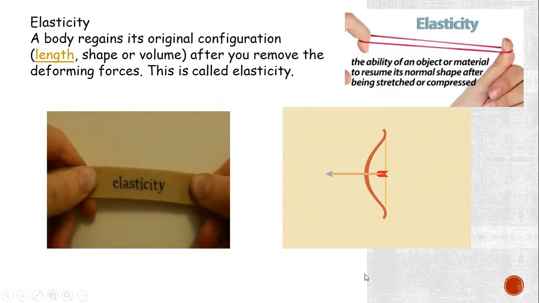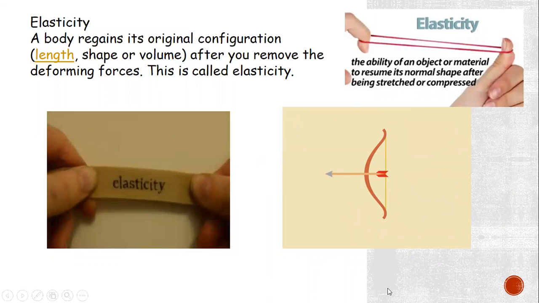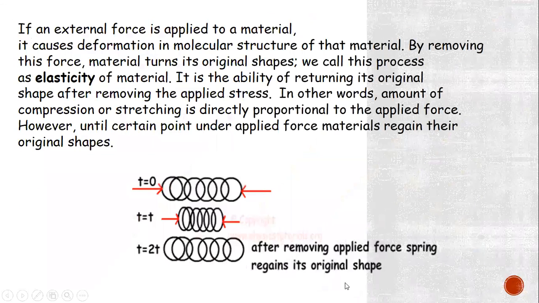Whenever the deforming force is applied, there is a deformation in it, and when the force is removed, it regains its original shape. So if an external force is applied to a material, it causes deformation in the molecular structure of the material, and there is an increase in the intermolecular distance. When we remove that force, because of the attractive force between the molecules, it regains its original shape, and this process is called elasticity of material.